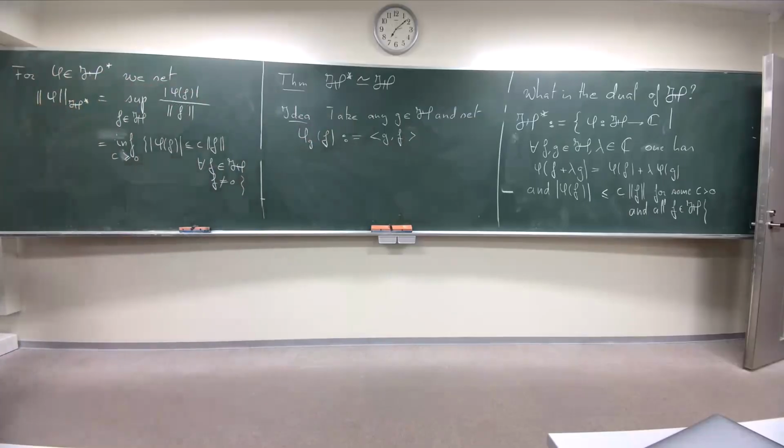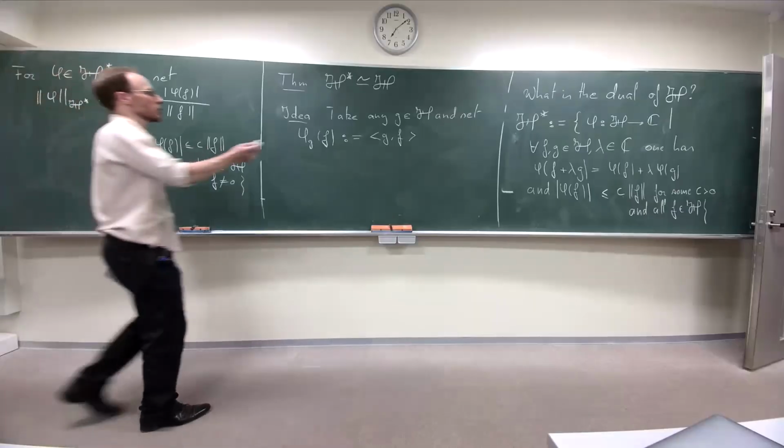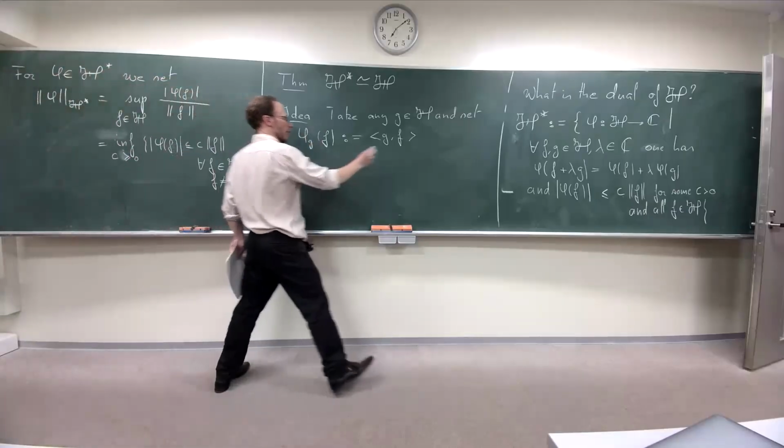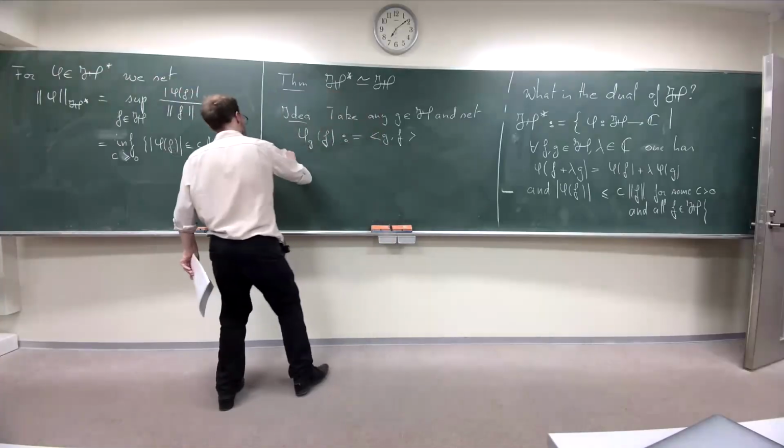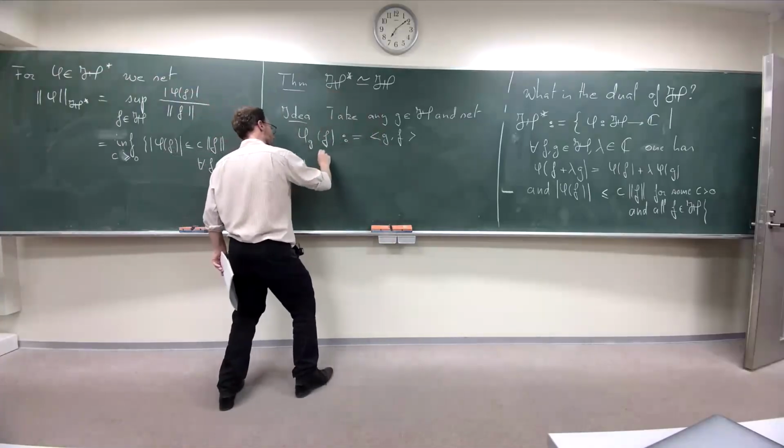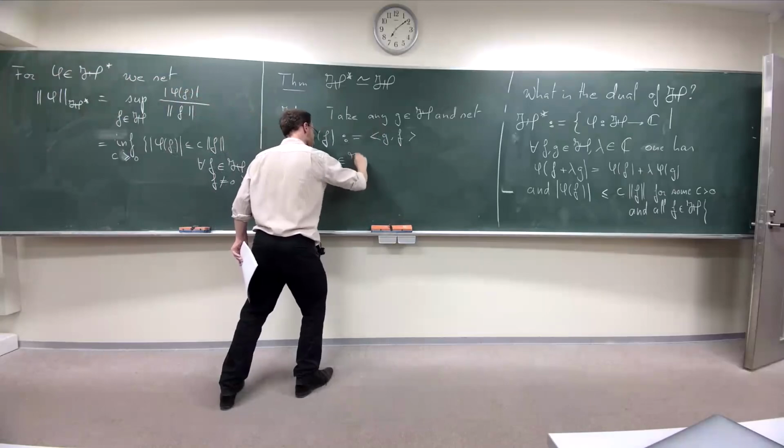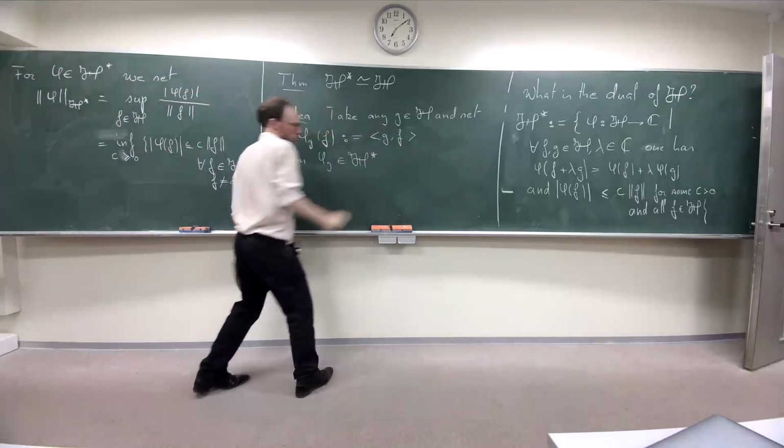Wait a second, any linear function that goes to a closed subspace? No, just any linear function from H to C, which is bounded. So I need to check. Indeed, I'm claiming that phi G is an element in this space.